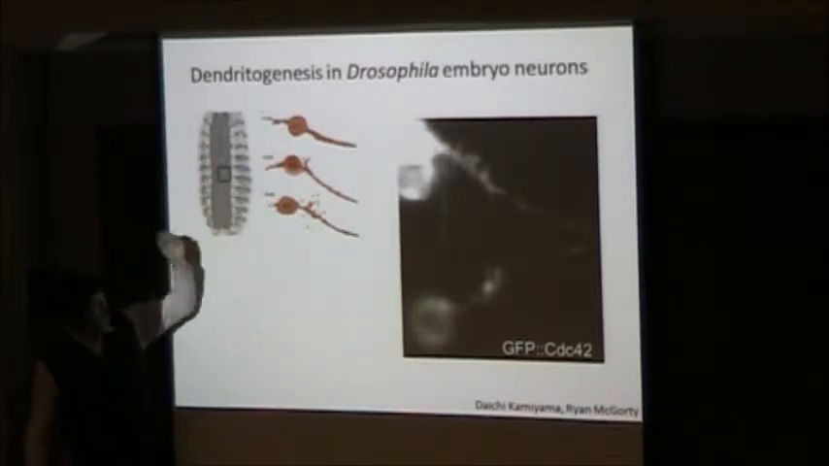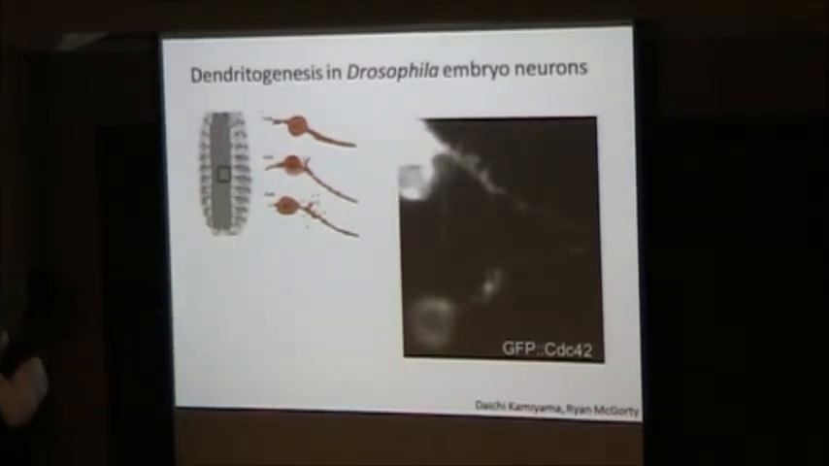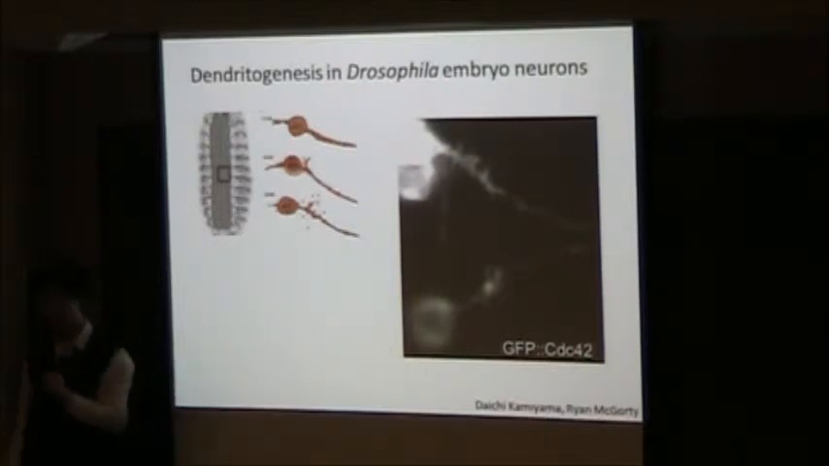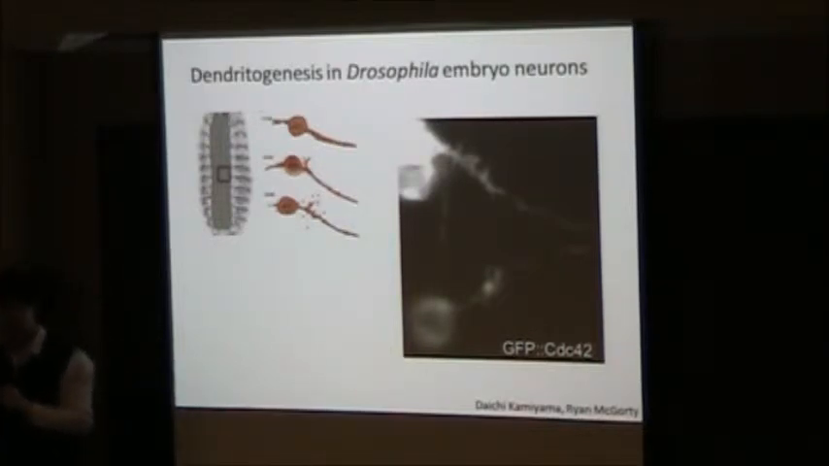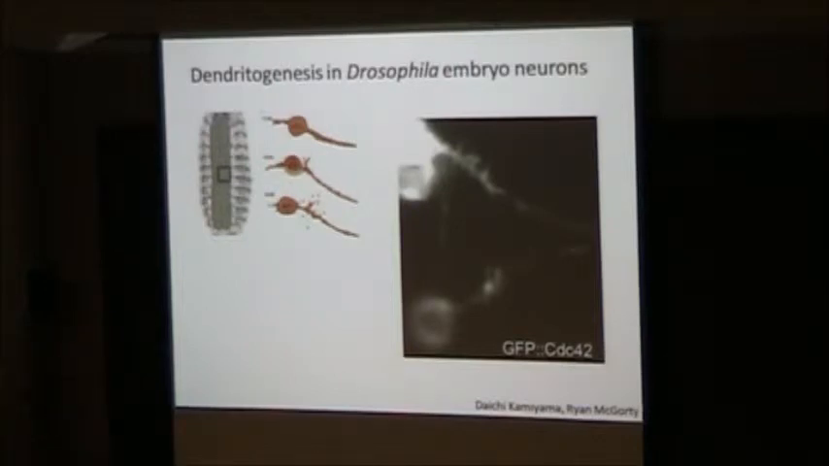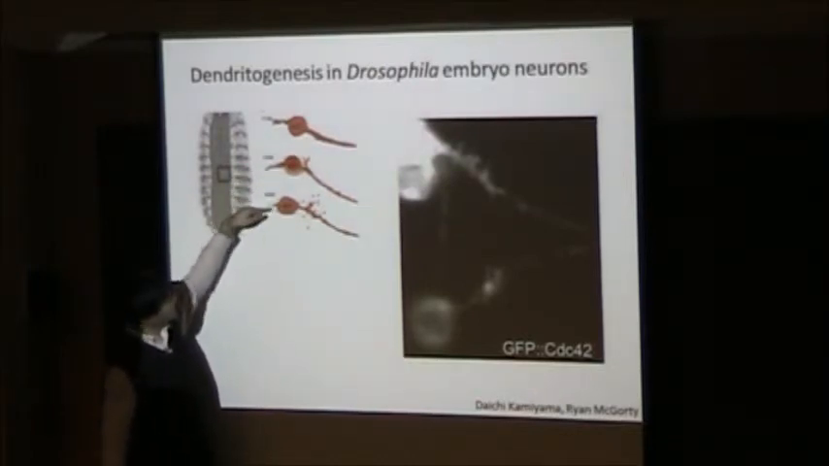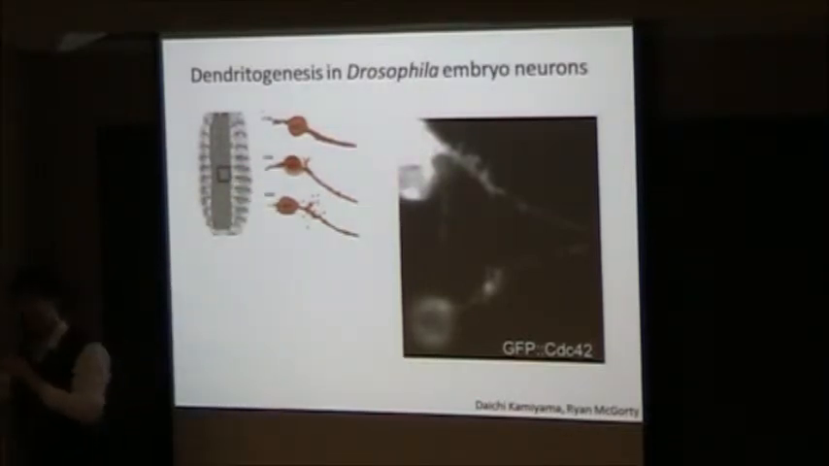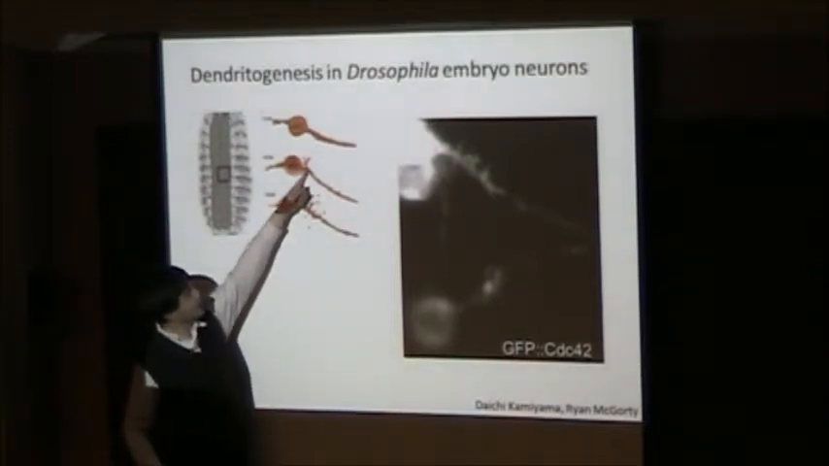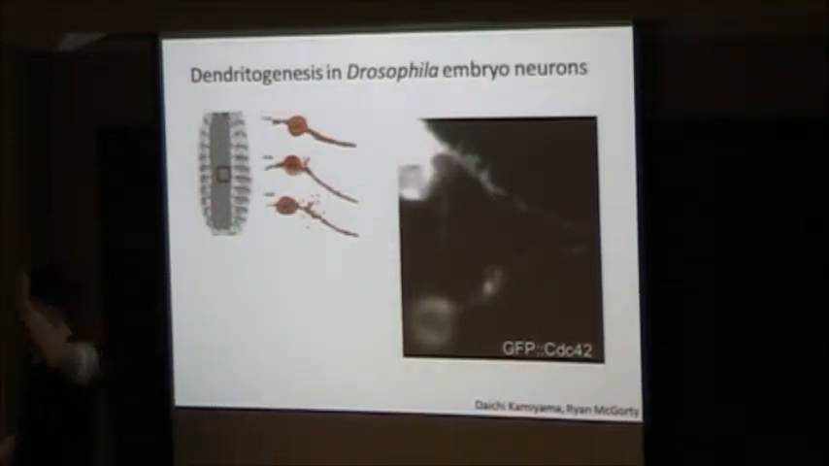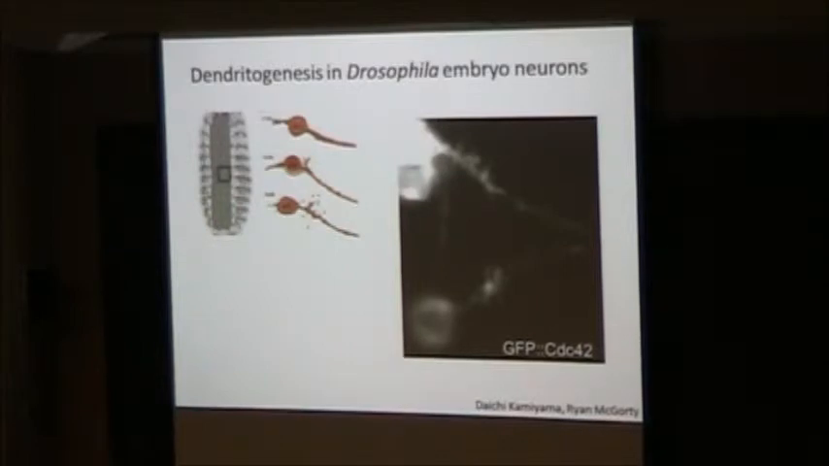So one thing that we wanted to follow is the mechanism that controls the growth of dendrites from neurons in the Drosophila embryo. And this is just the picture showing 11 hours, 13 hours, 15 hours after the egg of the fly is laid. And then you can see at this point, the dendrites start to grow out from the neuron. And we want to image that.